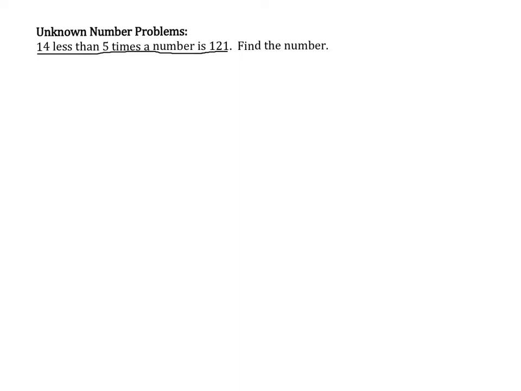Well, what we're going to do first is assign our variable. I'm going to let my variable x be the number. And now what I want to do is, using the words that I'm given verbally in this problem, translate it to an actual algebraic expression. So we're going from the verbal to the algebraic representation, right? 14 less than 5 times the number is 121.